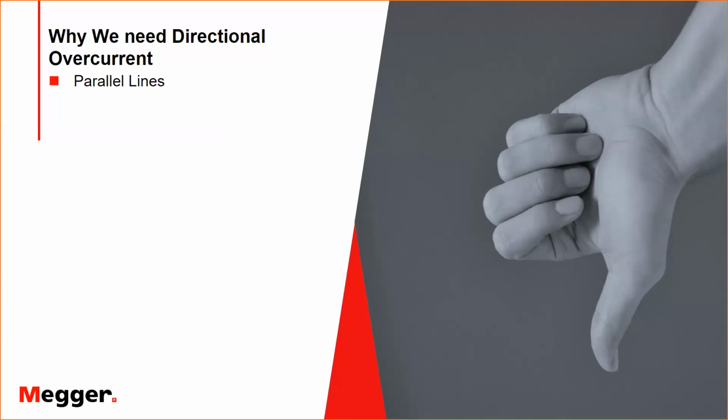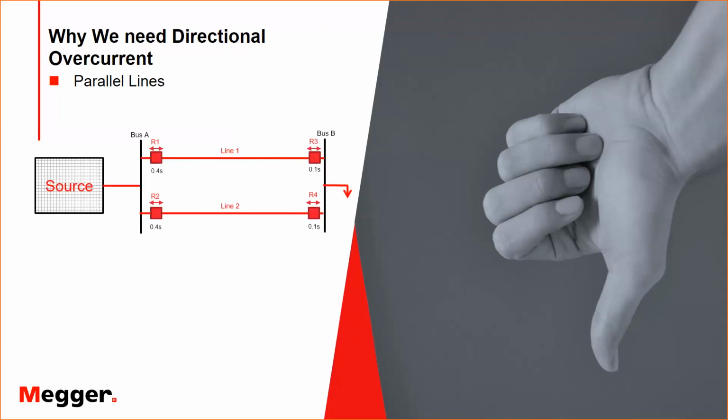So the first thing, why do we need directional overcurrent? I have a quick example of two parallel lines, using overcurrent protection to protect them. In case of a fault on line two, the current is fed from both sides. For selectivity reasons and for speed, there was a discrimination time between bus A and bus B for each line. Relay 3 and relay 4 are tripping at 0.1 second, and relay 1 and relay 2 on busbar A are tripping at 0.4 second.